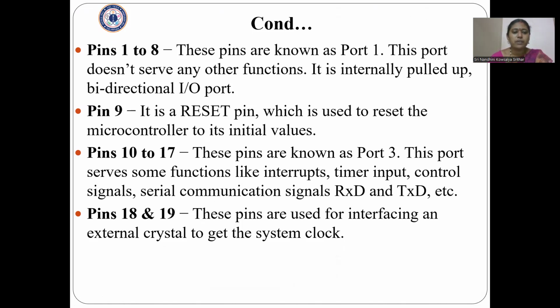Pin number 10 to 17, these pins are known as port 3. This port serves some functions like interrupts, timer input, control signals, serial communication signals like RXD and TXD. Then pin number 18 and 19, these pins are used for interfacing an external crystal to get the system clock. That is the oscillator. In this architecture, we have an oscillator portion. In this portion, we have to connect the 18th and 19th pin to make the system clock.